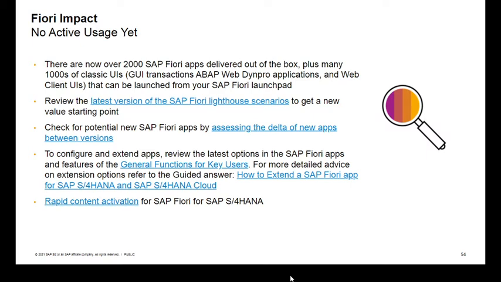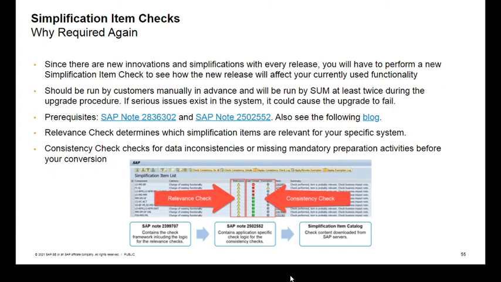Okay, let's have a brief look at the simplification item checks again. Once again, we might have introduced new innovation for other business areas that were not affected with 15.11, 16.10, or any other of the early releases. So make sure you run this check again to see where's the delta and where you might have some impact also on your custom code, and adapt for it and prepare for it accordingly.